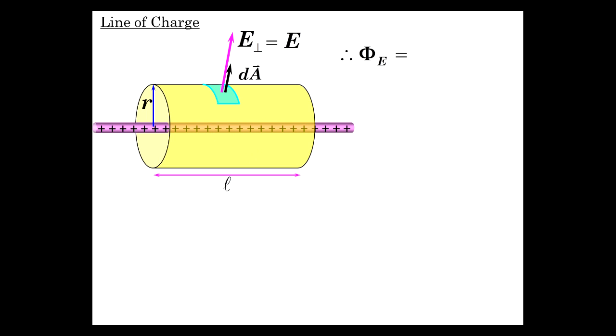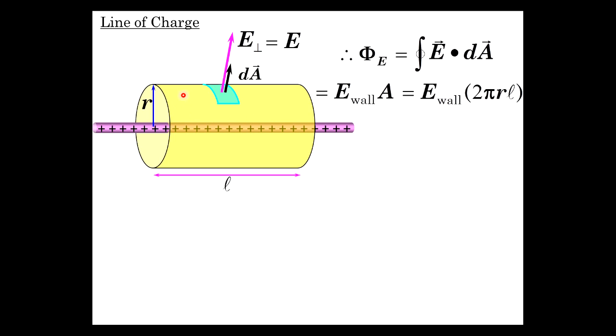So the flux, the electric flux through the Gaussian surface, closed integral of E dot dA. So we need to consider the entire closed integral. So that's going to be the electric field of the wall times the area of the wall. And that, by the way, is equal to the electric field of the wall, which is a constant, times, well, what's the area of this wall? Well, it's the circumference, 2 pi r, times the length. That gives the area. So there it is.